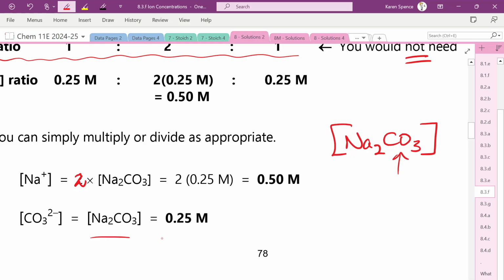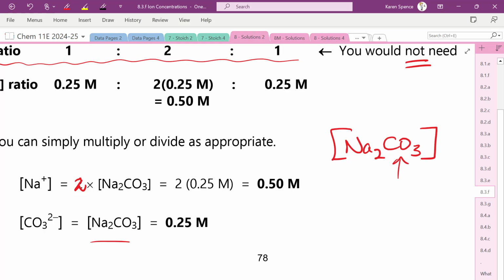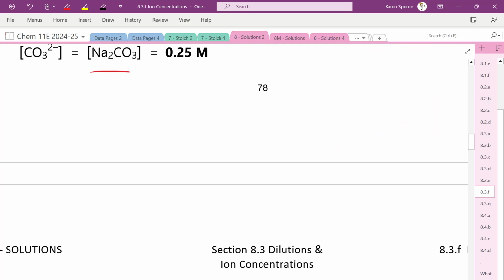Like I said, if you've got a 3-to-2 ratio and you're not sure whether you're multiplying by 2/3 or 3 or 3/2, then that one in the middle where you use the mole ratio is usually good.